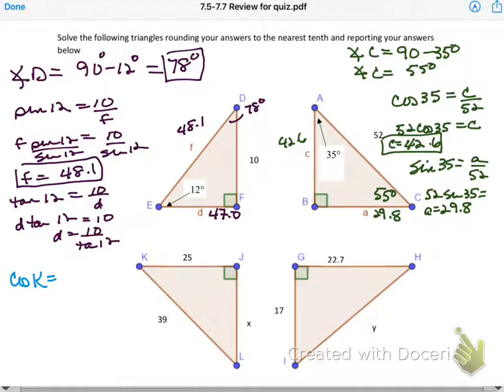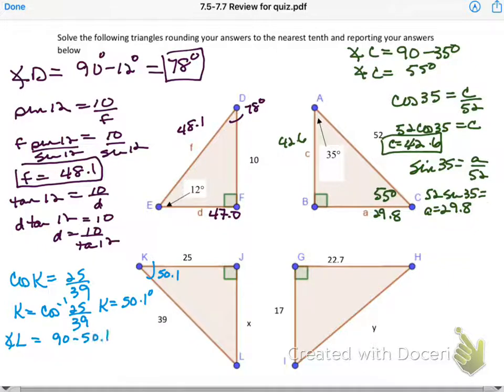Okay, next problem. We're going to do this bottom left triangle, and I'm going to say the cosine of K equals 25 over 39. And that's because from K's perspective, 25 is the adjacent and 39 is the hypotenuse. So to get K, you're going to use inverse trig, and I have gotten K equals 50.1 degrees. Angle L is just 90 minus 50.1, which equals 39.9.